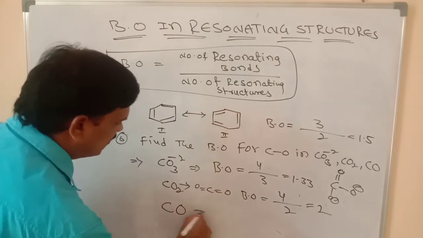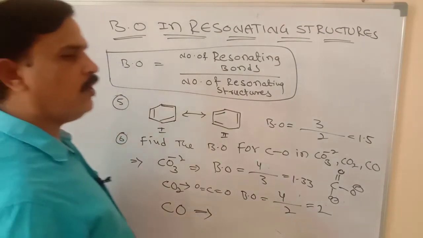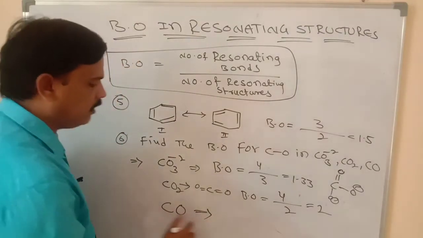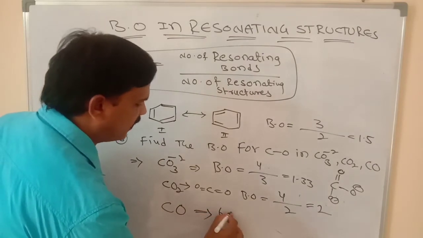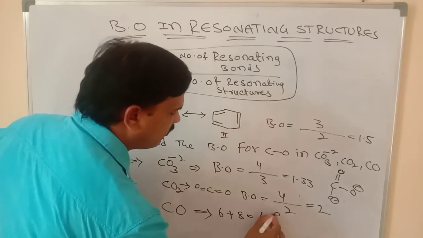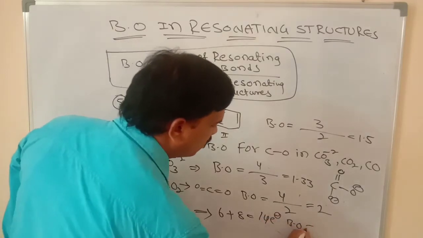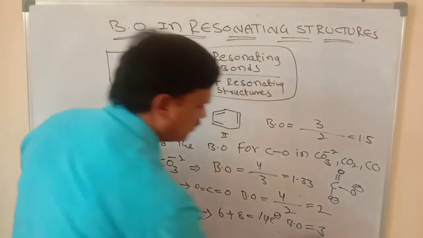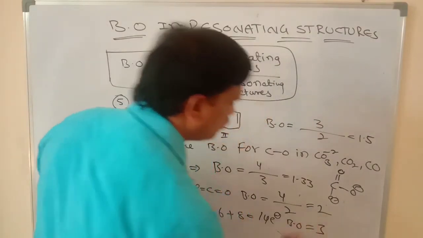CO is a diatomic molecule. Follow the last video's trick for diatomic molecules. Carbon has 6 electrons and oxygen has 8. What is the total sum of electrons? 14. Its bond order is 3. Its bond order is 3 only.